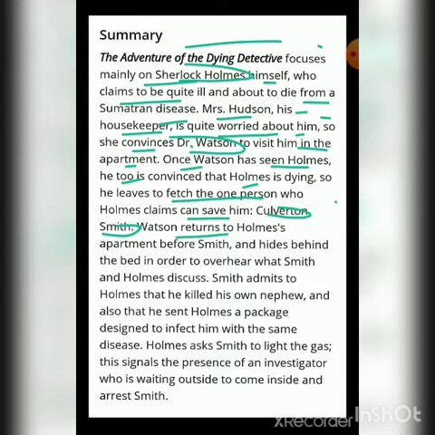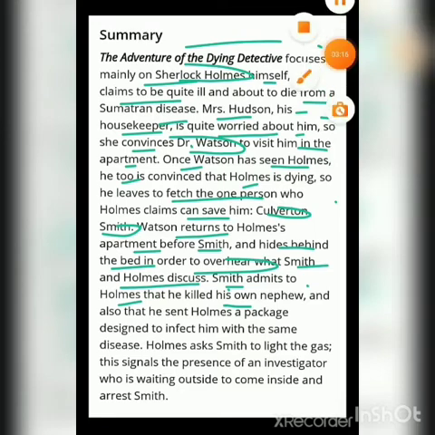Watson returns to Holmes' apartment before Smith and hides behind the bed in order to overhear what Smith and Holmes discuss. Where does Dr. Watson hide? Behind Holmes' bed, to overhear what Smith and Holmes are going to discuss. Smith admits, and who is Smith? Smith was the main villain in the story. Smith admits to Holmes that he killed his own nephew. He admits in front of Holmes that he has killed his own nephew, and also that he sent Holmes a package designed to infect him with the same disease.